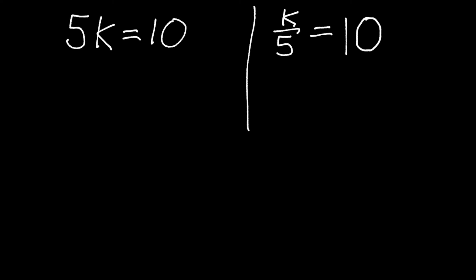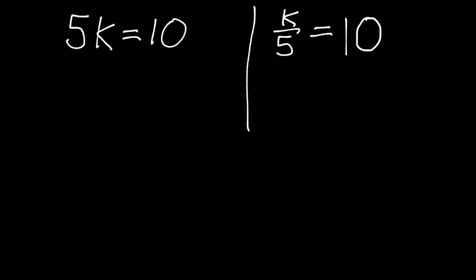Here we have our first two examples. First one is 5 times k equals 10, and the second one is k divided by 5 equals 10. You'll notice that in both of these we have different operations. We have multiplication occurring on the left side, and we have division occurring on the right side.